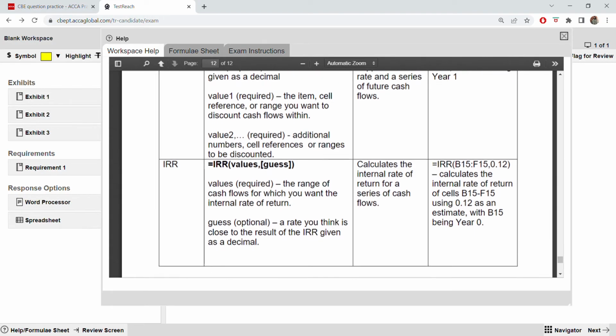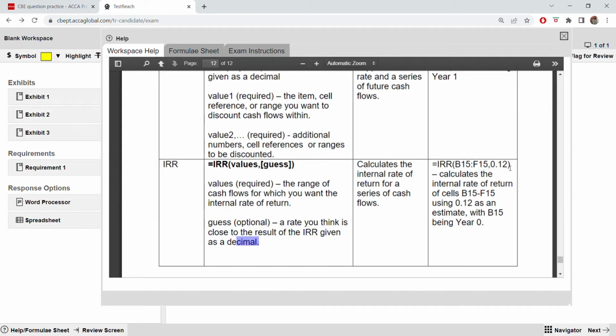IRR we don't need in this question, but we'll see. For IRR, just write equal IRR, comma, take the cells from where to where you want, that is your cash flows, and comma 0.12, that is your discount rate. It's optional. A rate you think is close to the result of IRR, given as a decimal. You have to give it as a decimal.